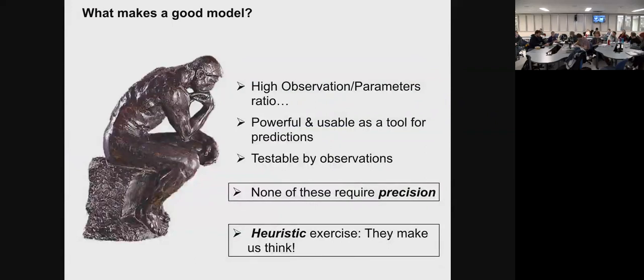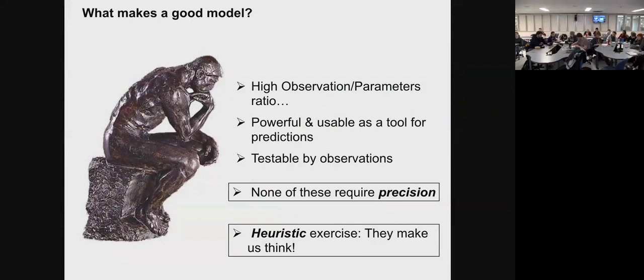So what are the characteristics of a good model? Kind of simplified here into 3 points. A high OP ratio. High OP stands for observation versus parameter. So you're trying to explain as many observational features as you can with the fewest parameters possible. Okay, the law of simplicity, Occam's razor.